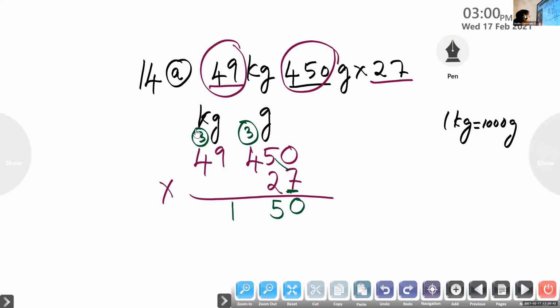Yes, children, 7 into 0, 0. 7 fives are 35, carry over 3. 7 into 4, 28 plus 3, 31. 3 carry over. 9 into 7, 63 plus 3, 66. You have to line up properly. 66, then we have 6. 7 into 4, 28 plus 6, 34.